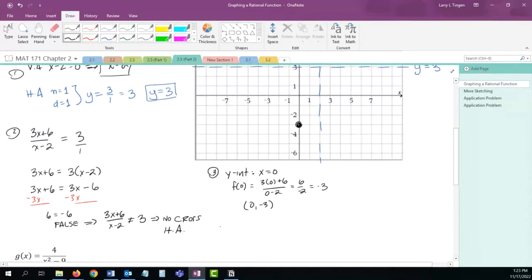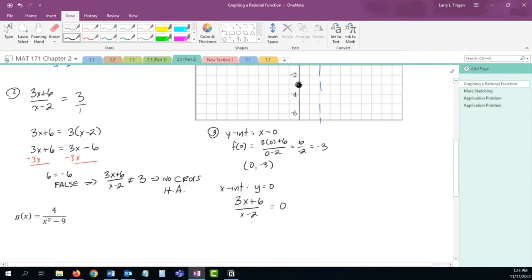And where's my x-intercept? X-intercepts happen when y is 0. So that means I need to take my function, set it equal to 0, and solve. Now, same process as before.